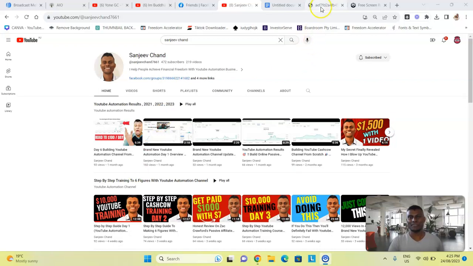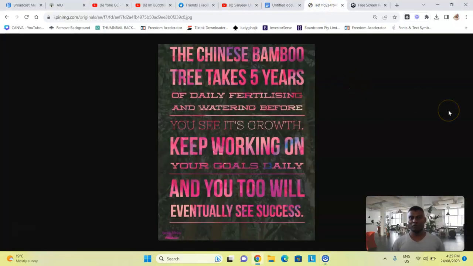Okay, so the concept which I recently came across was the Chinese bamboo tree, right? The Chinese bamboo tree takes 5 years of daily fertilization and watering before you see its growth. So keep working on your goals daily and you too will eventually see success, right?